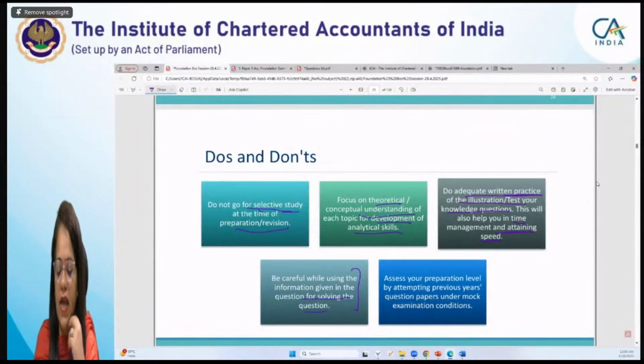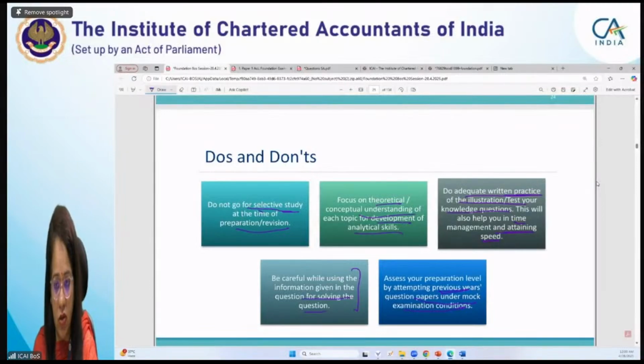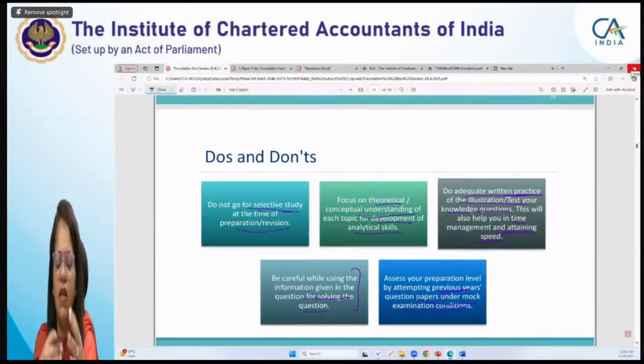All right. Assess your preparation level by attempting the previous attempts' questions under mock examination conditions. You can do a mock test paper also. You can do previous year's questions, previous attempts' questions also to assess your preparation level. Then you will come to know where you are stuck, and then you'll be able to work upon it. All right.